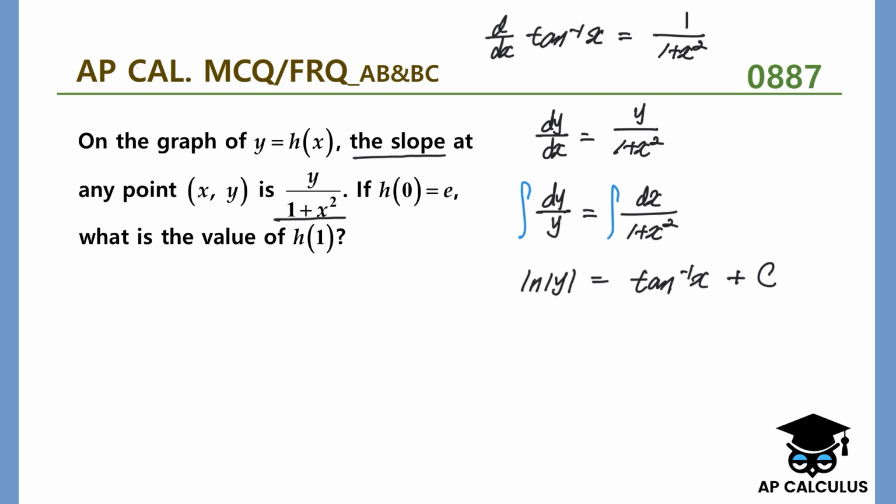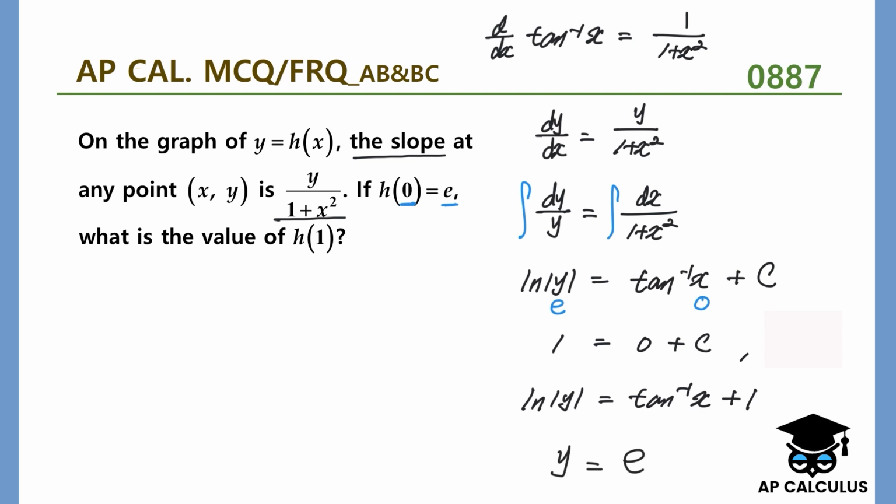Now, when x is equal to 0, y is equal to e. So we're going to substitute 0 here, e here. Then we have natural log e, which is equal to 1, is equal to inverse tangent 0. That's 0, right? Because the tangent of 0 is equal to 0. So 0 plus c. So we know that c is equal to 1, right? So we have natural log y is equal to inverse tangent x plus 1, right? Then what is y? y is e to the inverse tangent x plus 1.